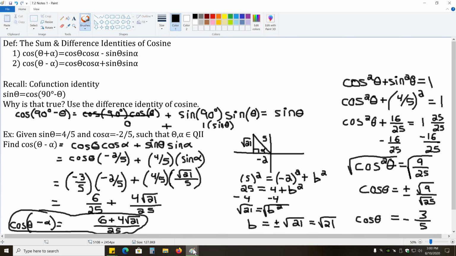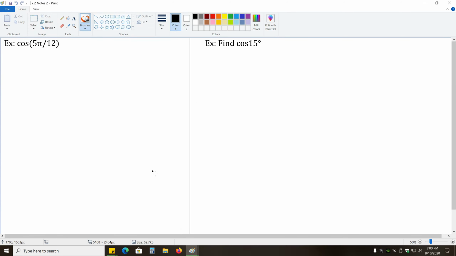Okay, so continuing on from here, we now have some, I don't want to say easier, but a little bit easier problems dealing with these sum and difference formulas for cosine. So for this one, we want to find cosine of 5 pi over 12. 5 pi over 12 is not one of the unit circle angles that we needed to commit to memory, but there is still a way we could find an exact answer for it. And we can do that with these sum and difference identities.